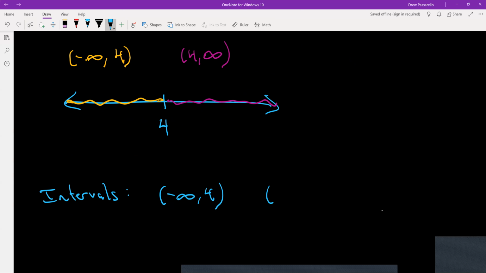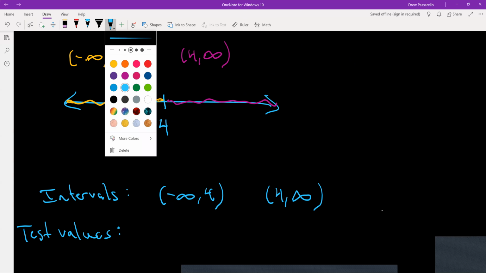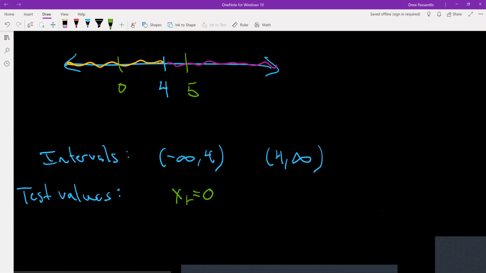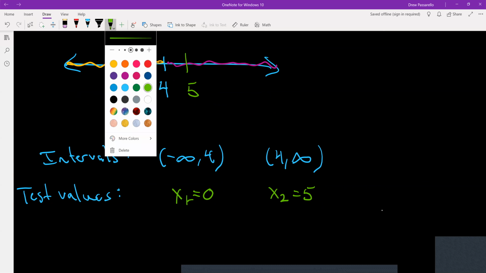Negative infinity to 4, and 4 to positive infinity. Then I pick some test values. If you could pick 0, that's always a recommended test value. It's easy to plug in. So I'm using x1 is 0. And then I'll use 5. That's to the right of 4 for the other interval. All right, so those are my 2 test values. I need to plug these into the derivative.